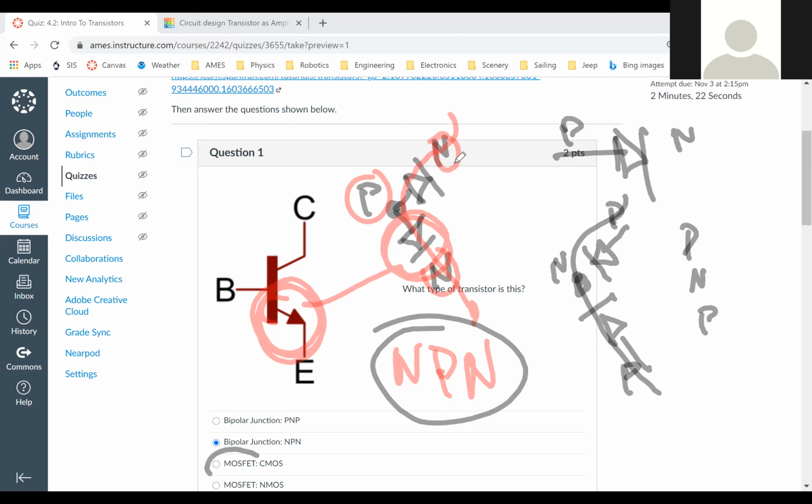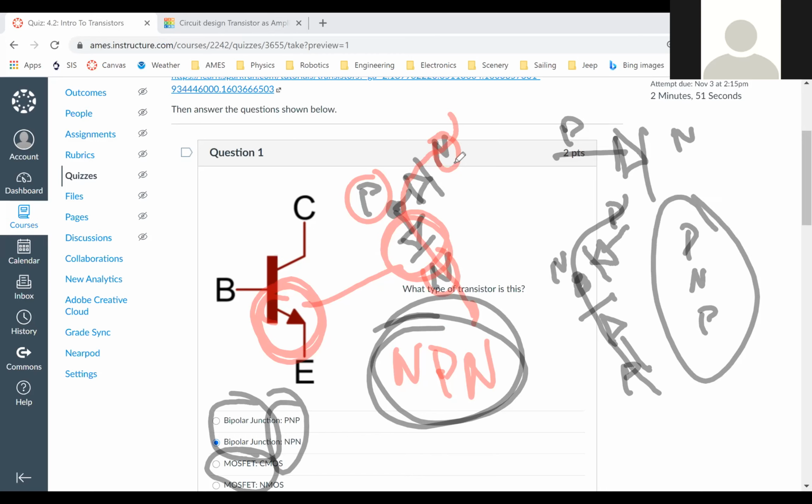Now, there are other kinds called MOSFETs that we are going to talk about probably next time we meet, but not today. They're a different variety completely, similar in many regards, but very different in others. Okay, so of the bipolar junction type transistors, there's PNPs and NPNs. NPN is the most common bipolar junction transistor, but there are times when people use PNPs.